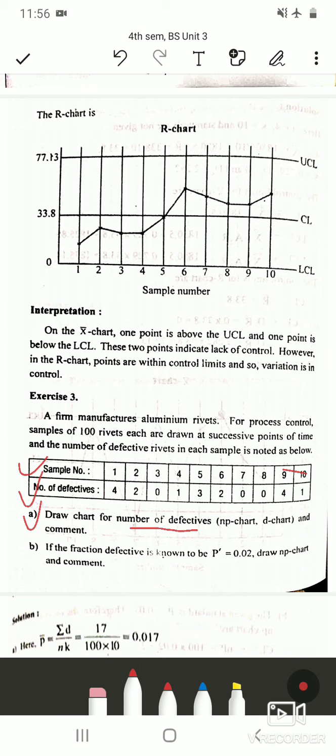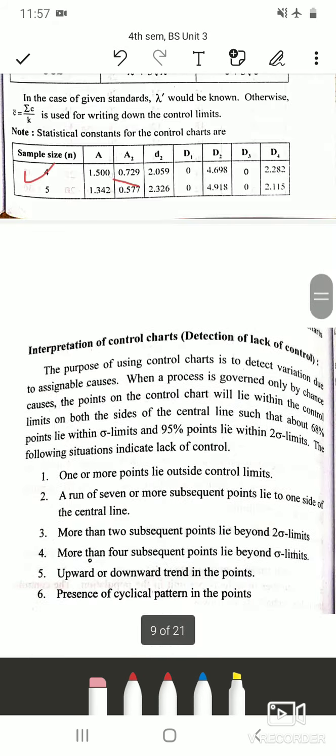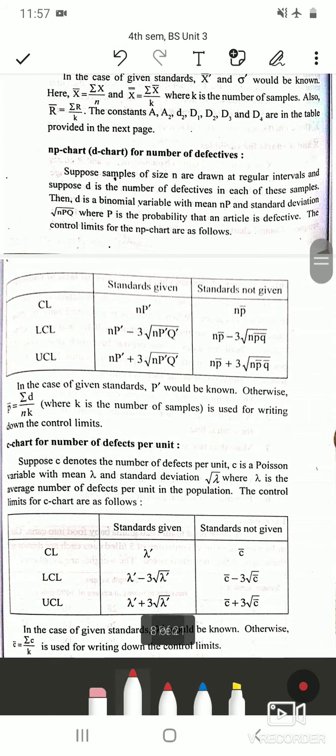Whenever the question comes about the number of defectives, you have to go with the NP chart or D chart. Sometimes they will mention like draw NP chart or D chart and comment. If not, you have to use these charts when the number of defectives has to be calculated. If the fraction defective is known to be P dash, which is 0.02, draw NP chart and comment. So in the first sub-question standards are not given, and in the second sub-question they have given the standards, which is P dash. So first let us quickly see what is the NP chart or D chart.